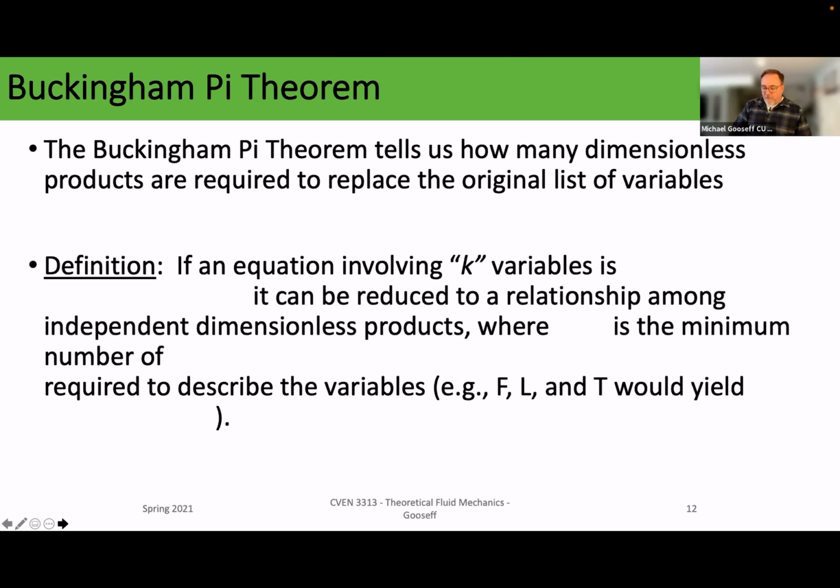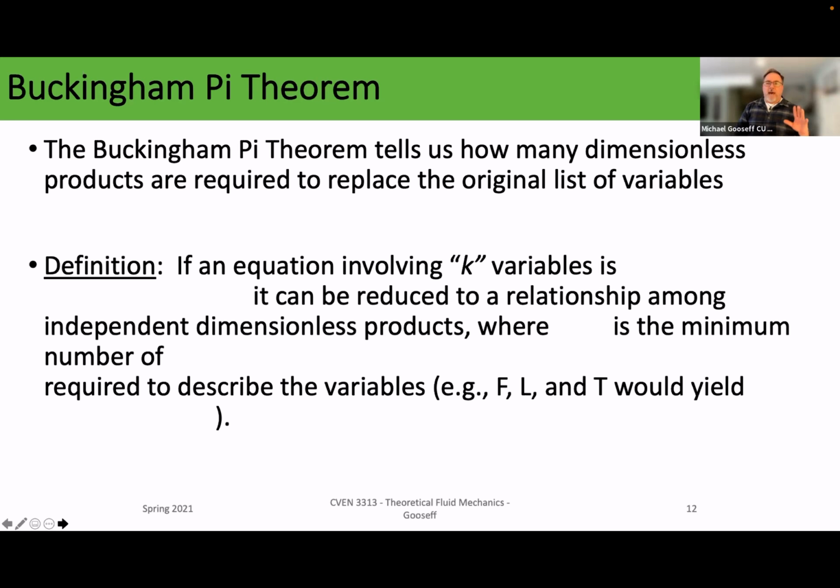So the Buckingham Pi theorem tells us how many dimensionless products are required to replace the original list of variables. Remember, a couple of slides ago, we were looking at delta p sub L, and we came up with 4 variables that it would be dependent on. The fifth variable was the delta P itself, the change in pressure.